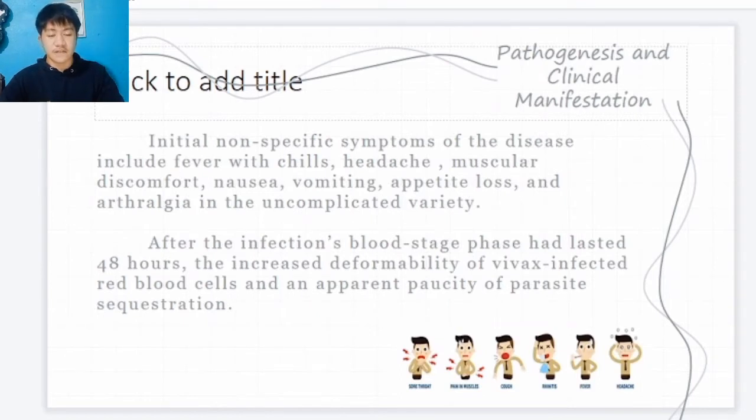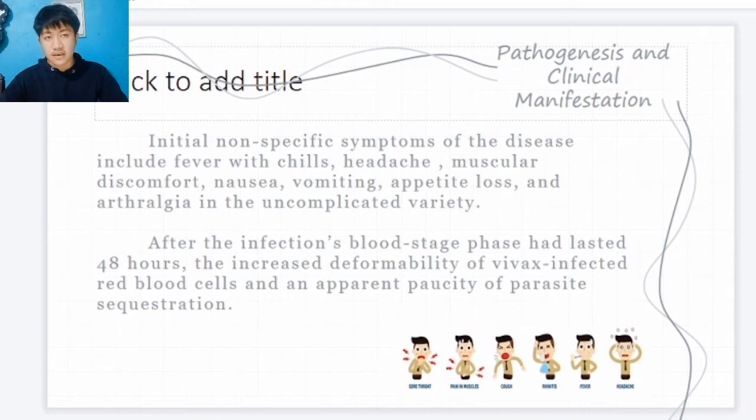Pathogenesis and clinical manifestation. Initial nonspecific symptoms of the disease include fever with chills, headache, muscular discomfort, nausea, vomiting, appetite loss, and arthralgia in the uncomplicated variety. After the infection, the blood stage phase lasts 48 hours. There is increased deformability of the infected red blood cells with an apparent paucity of parasite sequestration. An attack usually starts with shivering and chills, followed by a high fever, then sweating and a return to normal temperature. The signs and symptoms begin within a few weeks after being bitten by an infected mosquito.